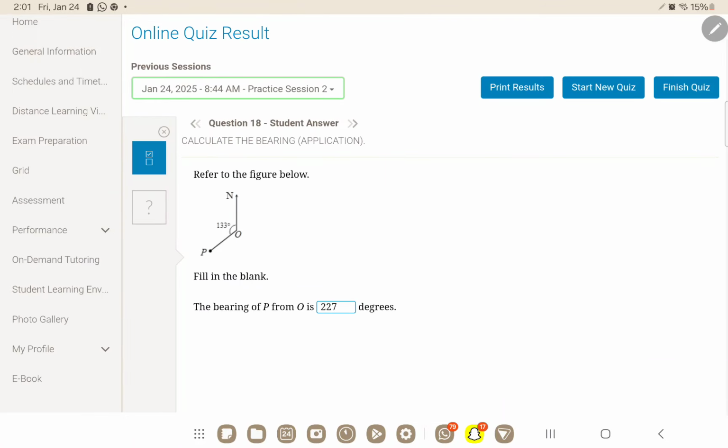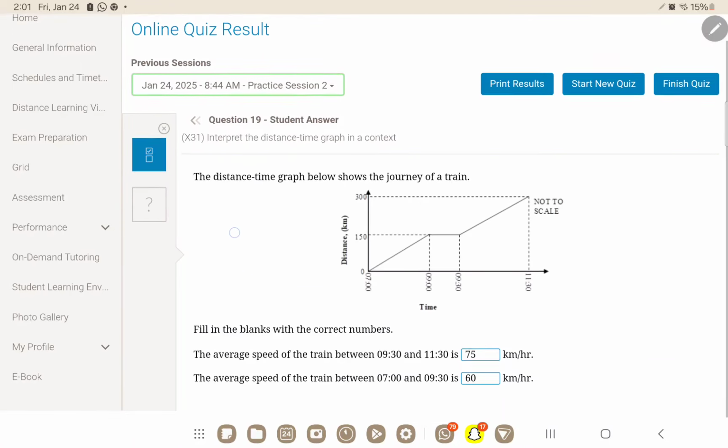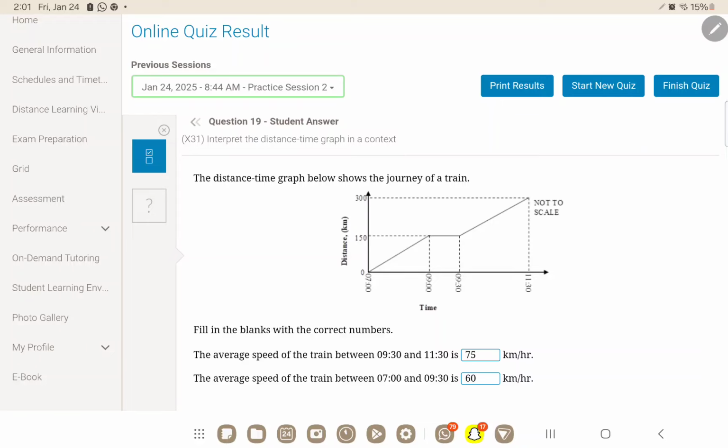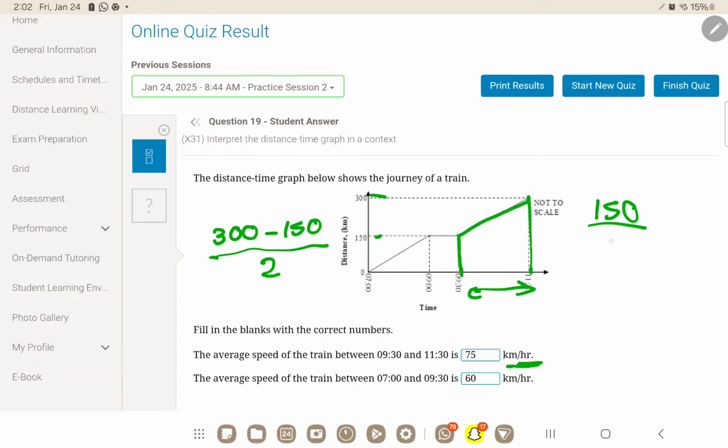Now, last question, which again is a distance time graph. Now, they want the average speed between 9:30 and 11:30. So they want this. So to find the speed, we do big distance minus small distance, so 300 minus 150 over time taken. They wanted kilometers per hour. So how many hours is between 9:30 and 11:30? It's 2 hours. So your answer would be 150 over 2 equals 75. So that's your speed between 9:30 and 11:30.